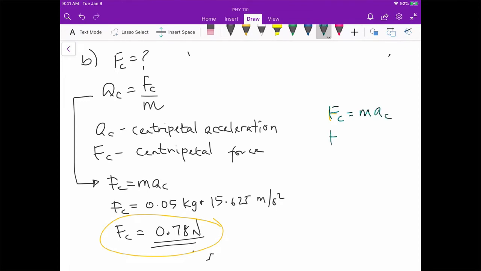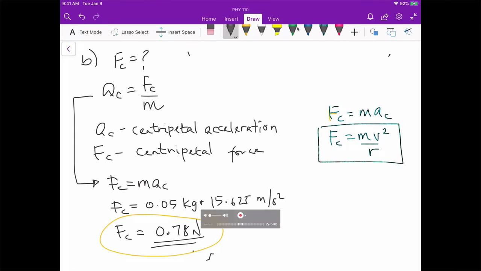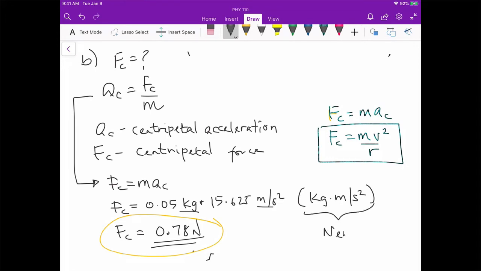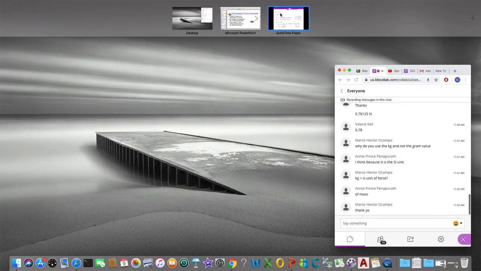But if you substitute A centripetal by V squared over R, then you can find the formula for centripetal force. If you collect the units, everything will be kilogram meter per second squared. As we said in chapter 4, this kilogram meter per second squared has a special name known as Newton. That's after Newton's second law.